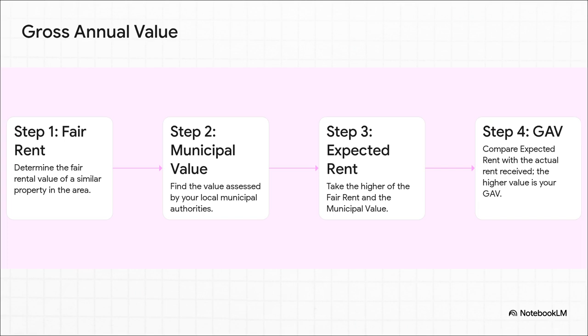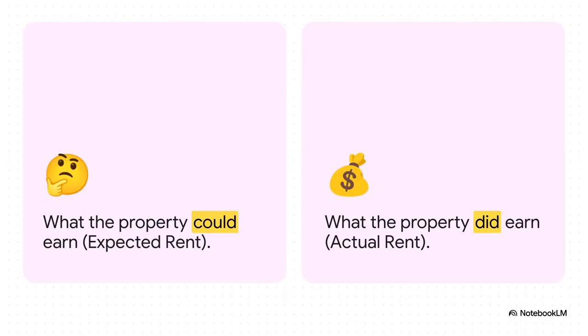And then comes the final showdown. And this last step is the golden rule. Your GAV is the higher of what the property could have earned versus what it actually earned. And the reason for this is actually pretty smart. It stops people from, say, renting a fancy apartment to a cousin for $100 a month just to dodge taxes.